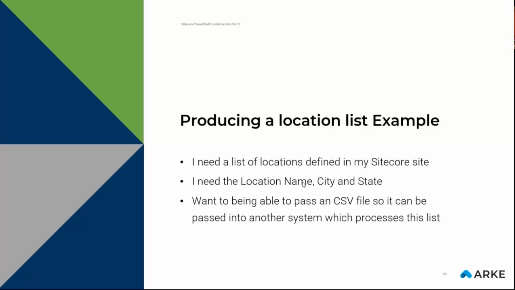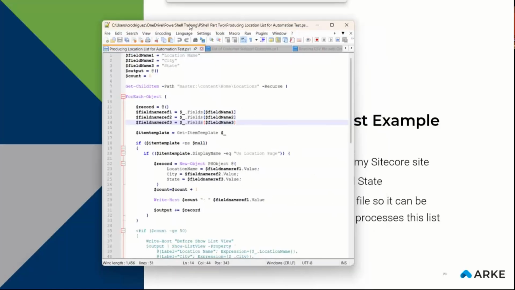So what I'm going to do is just go to my Sitecore site, pull out the location name, city, and state, and pass that to a CSV file so that, particularly if it's being processed by a different system, the CSV file is already created. But I can also pull it into another application like Excel and do a direct audit if that makes the most sense. So let me pull up that code and I'll show it to you.